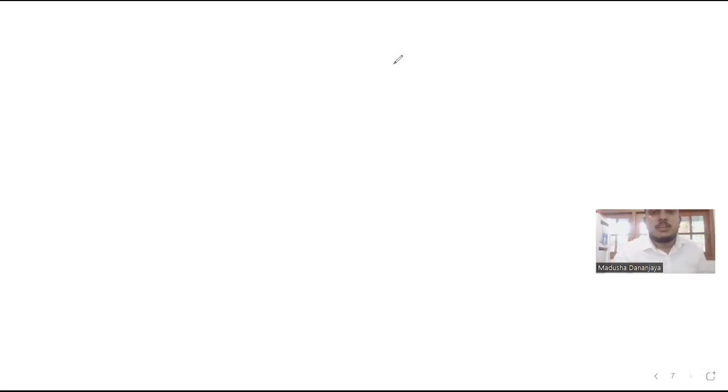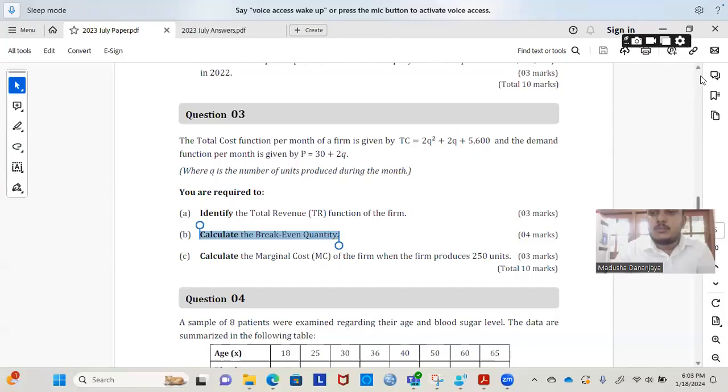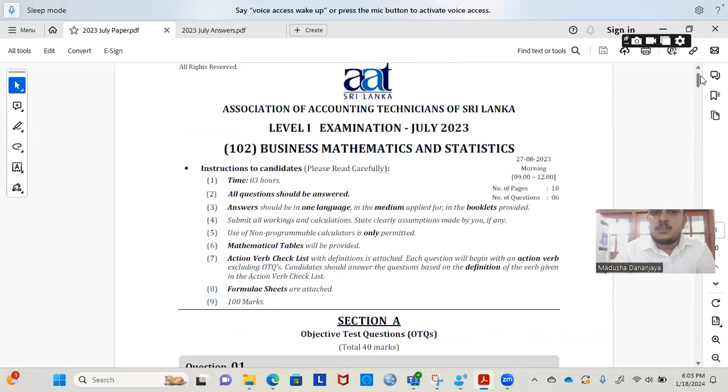So first of all, let me introduce the structure of the paper to you. Let me open the 2023 July paper. In this paper, you can see there are 3 sections. Definitely there will be 3 sections in this paper: section A, section B, and section C.